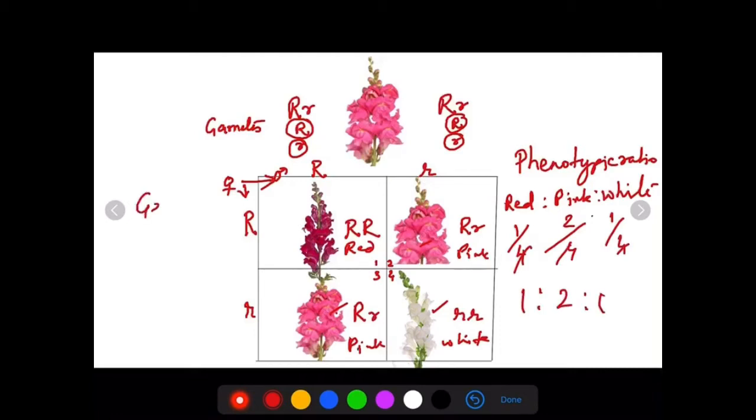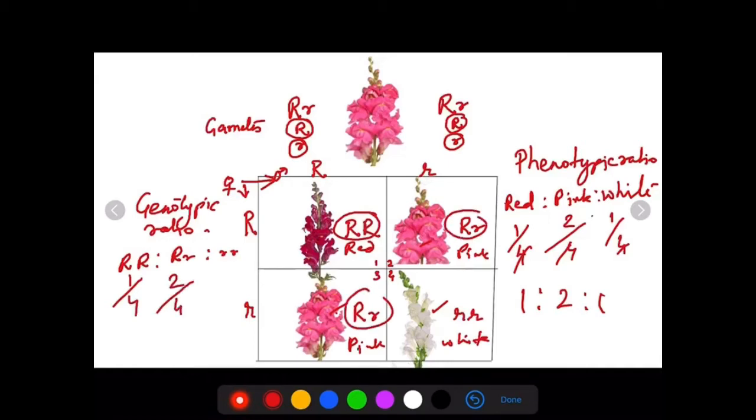Come to the genotypic ratio. Means what are the genotypes? So the genotypic ratio has to be capital R is to homozygous R, then heterozygous R, then again recessive homozygous. This is only 1, so 1 by 4. These are 1 and 2, so it is 2 by 4, and this is a single, so it is 1 by 4. This comes to be 1 is to 2 is to 1.